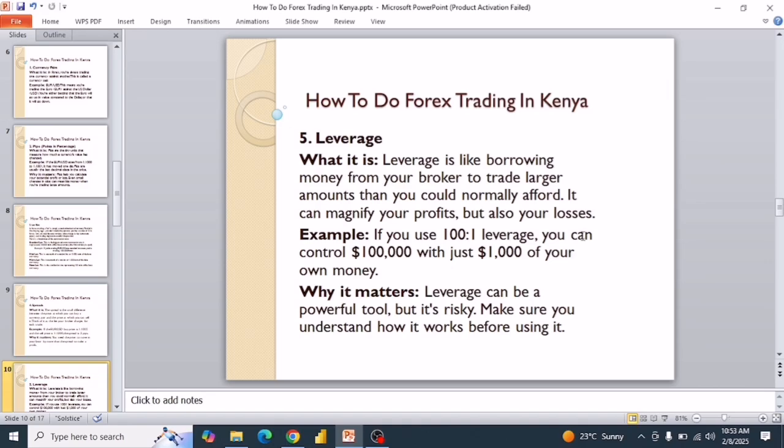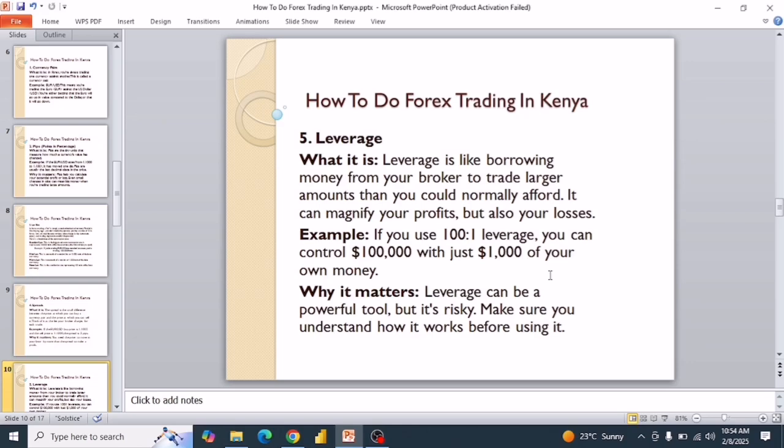We also have leverage. Leverage is like borrowing money from your broker to trade larger amounts than you could normally afford. It can magnify your profits as well as your losses. So if you use a leverage of 100 to 1, you can control a position of 100,000 units with just 1,000.